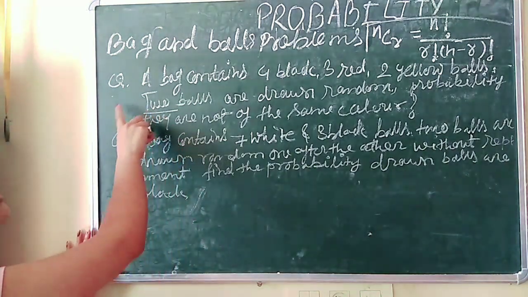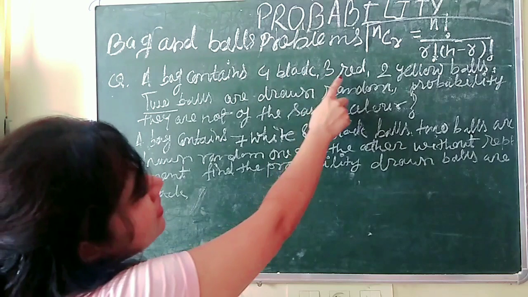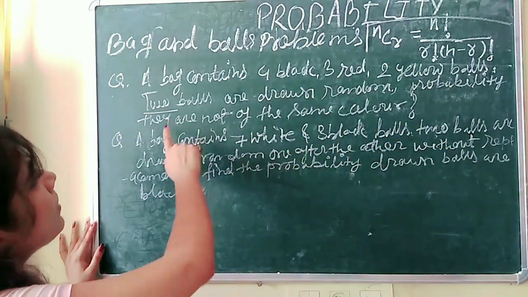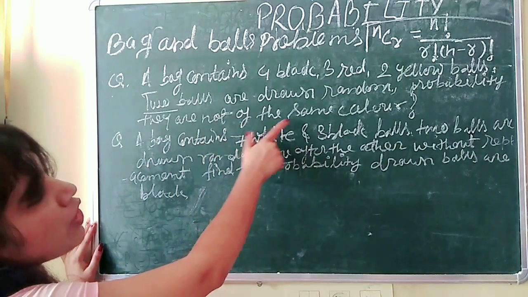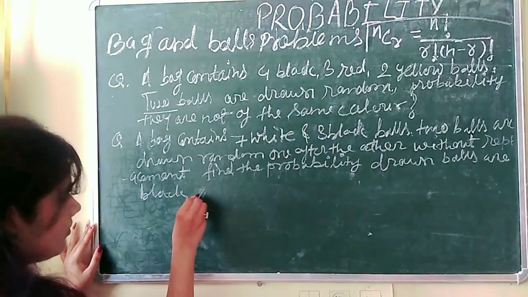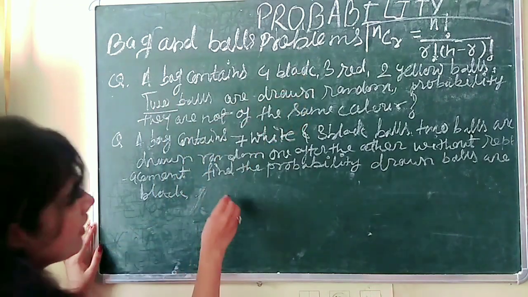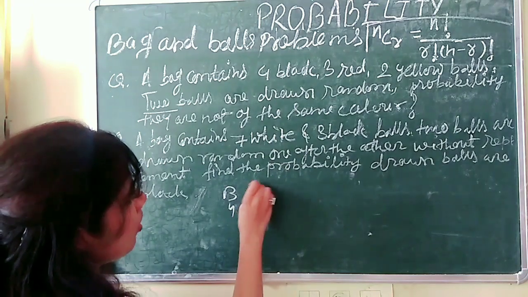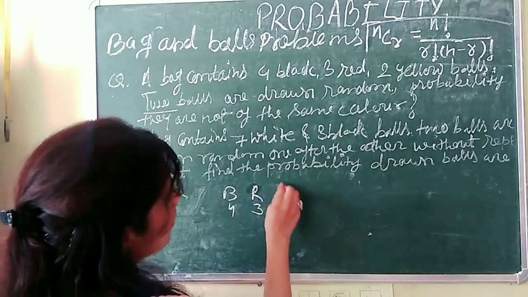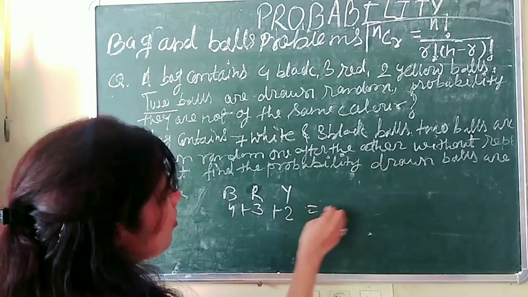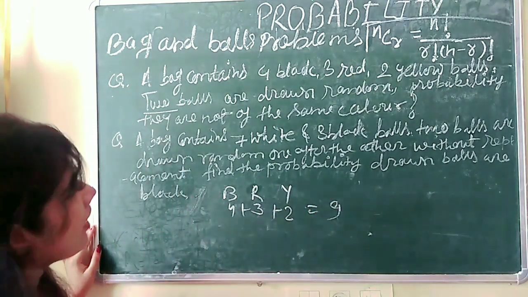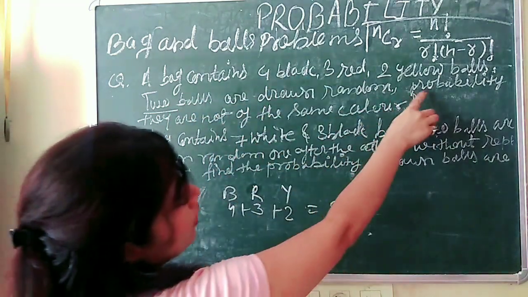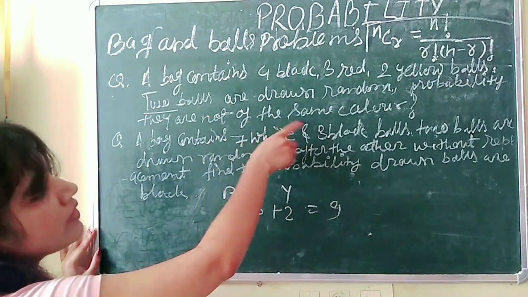Okay. First: a bag contains 4 black, 3 red, 2 yellow balls. 2 balls are drawn randomly. Find the probability they are not of the same color. Now the bag contains 4 black balls, 3 red balls and 2 yellow balls. So the total number of balls is 9. And it's saying that 2 balls are drawn randomly. What is the probability that they are not of the same color?